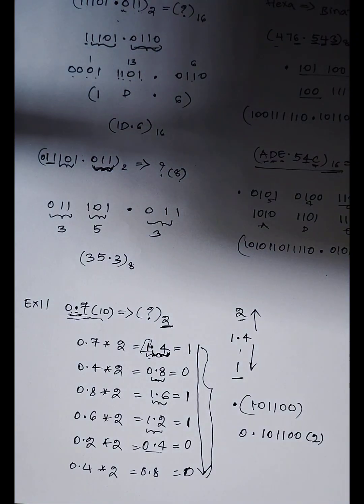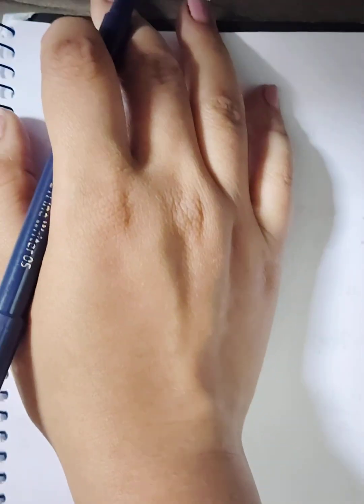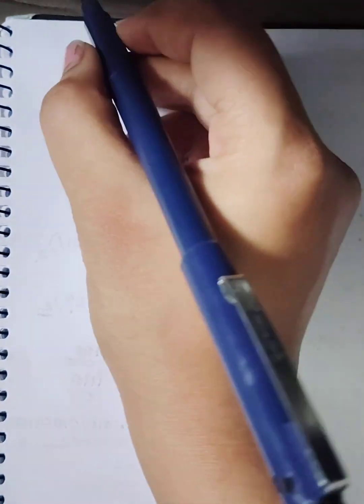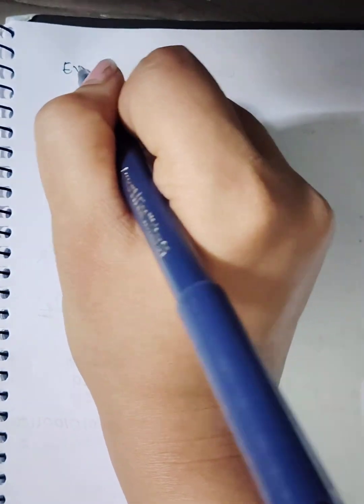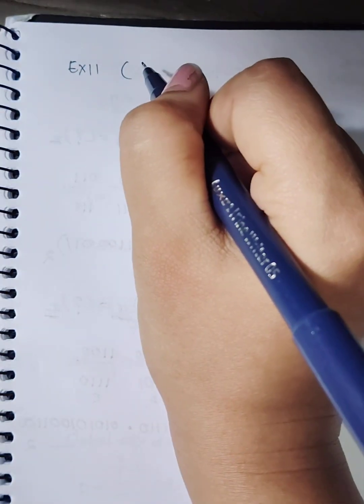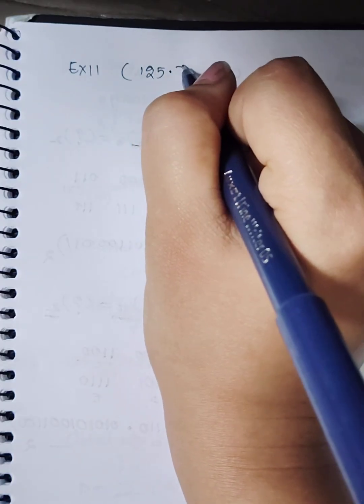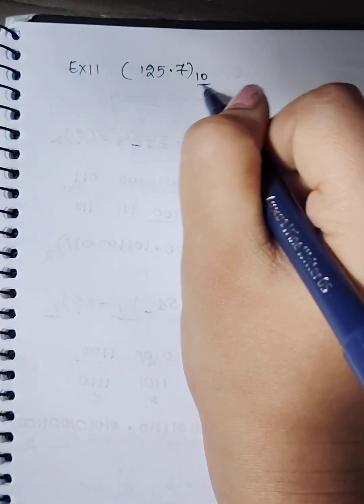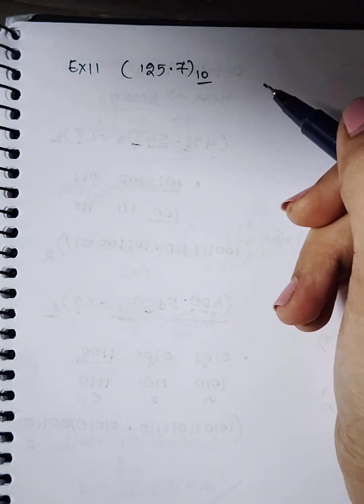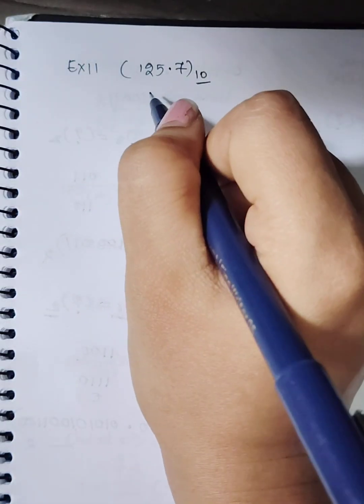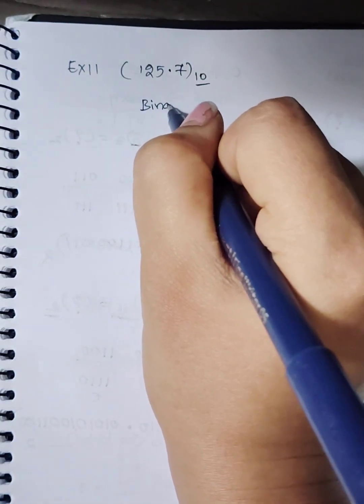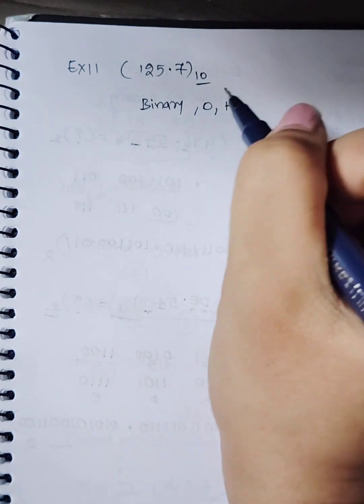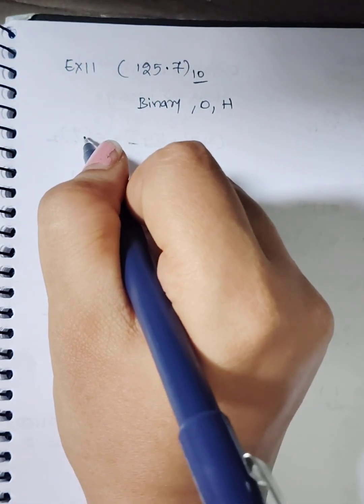Shall we take an example where we need to use successive multiplication and successive division as well? Now let us consider an example where we need to use both. So consider 125.7. It is in decimal. How do you convert this number into binary, octal and hexa? First we will consider binary.